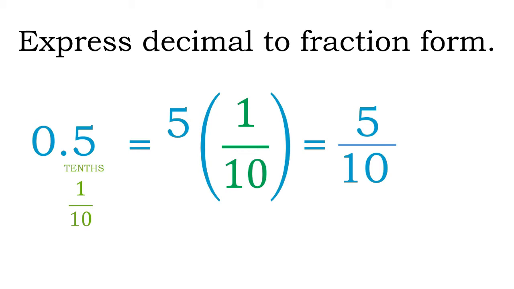So to find its simplest form, we need to identify the greatest common factor of 5 and 10. And their greatest common factor is 5. Divide both numerator and denominator by 5. 5 divided by 5 is 1, and 10 divided by 5 is 2. So the answer is 1/2. This means that the equivalent fraction of 0.5 is 1/2.